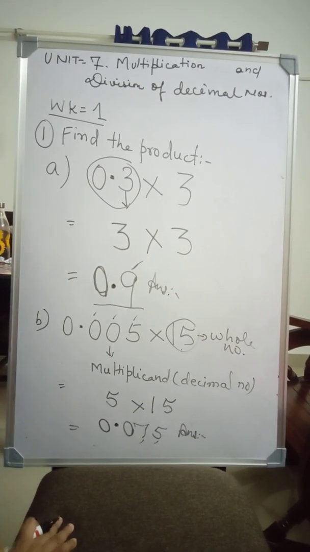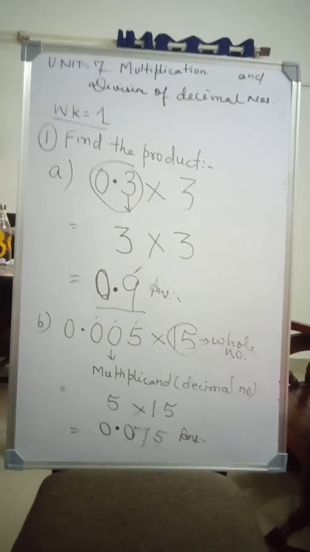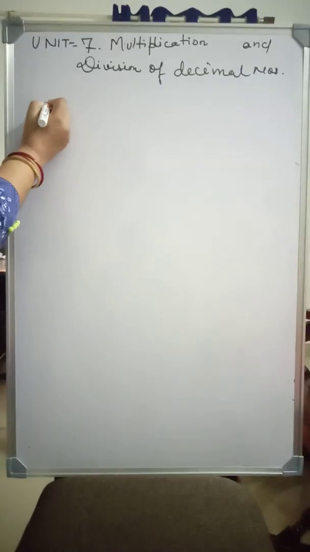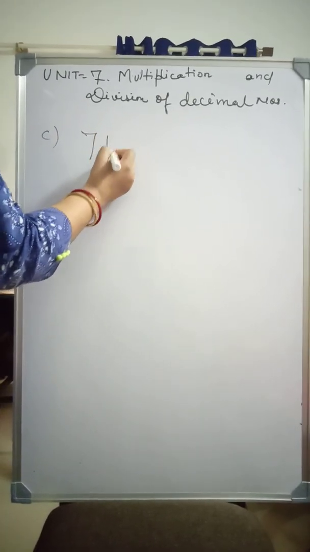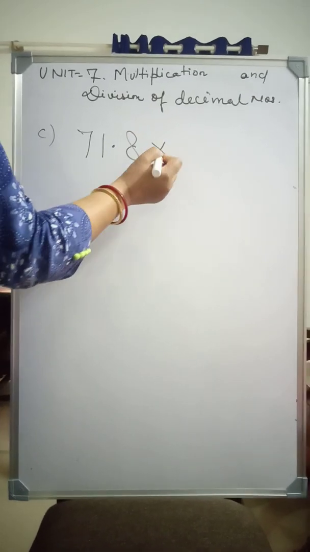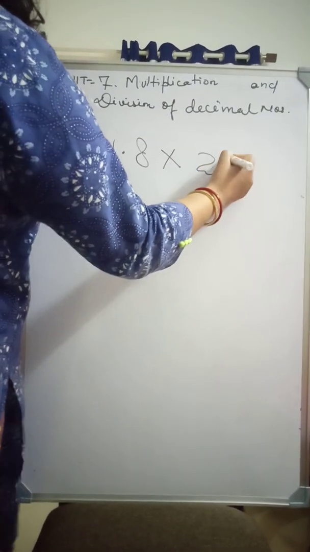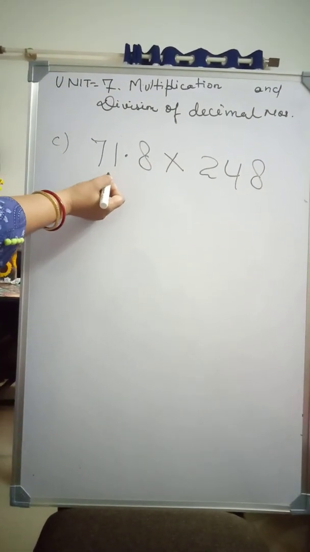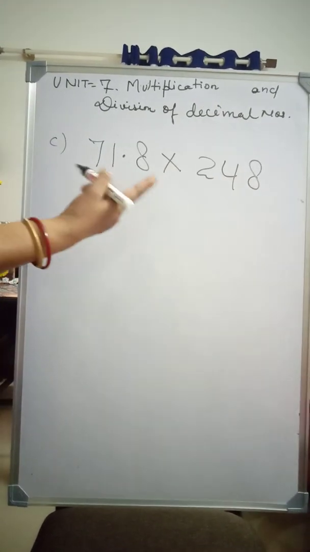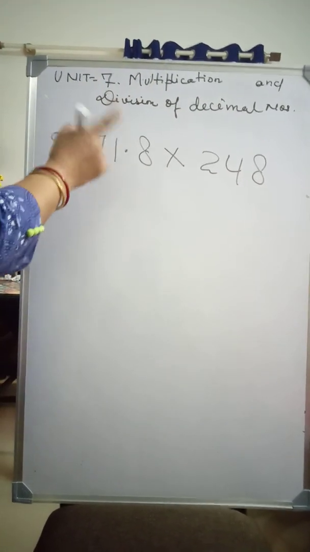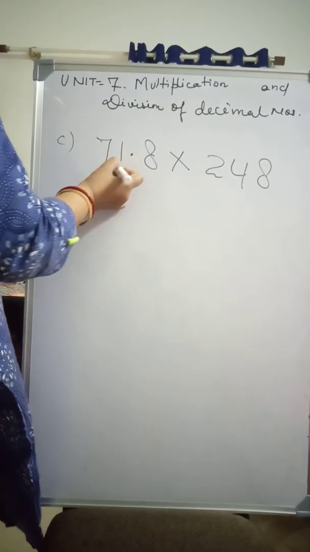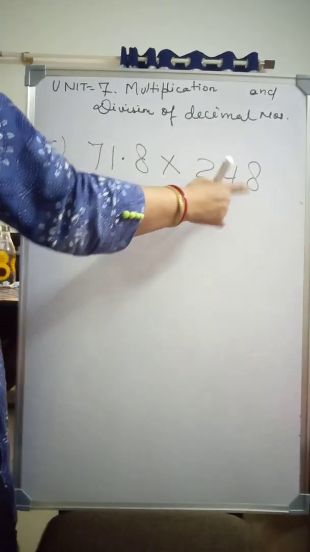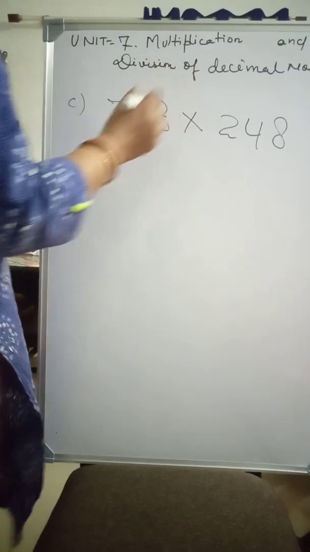So now let us come to another example. Now let us take another example: 71.8 multiplied by 248. All of you see, 71.8 is the multiplicand and 248 is the multiplier. So here we are dealing with the multiplication of a decimal number. 71.8 is a decimal number and 248 is a whole number. So how will you do the multiplication?